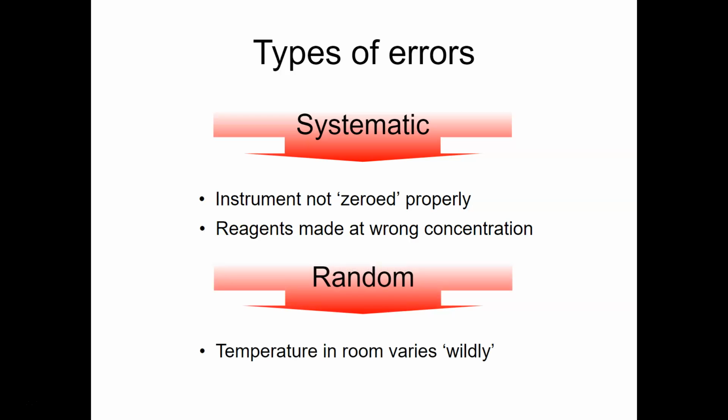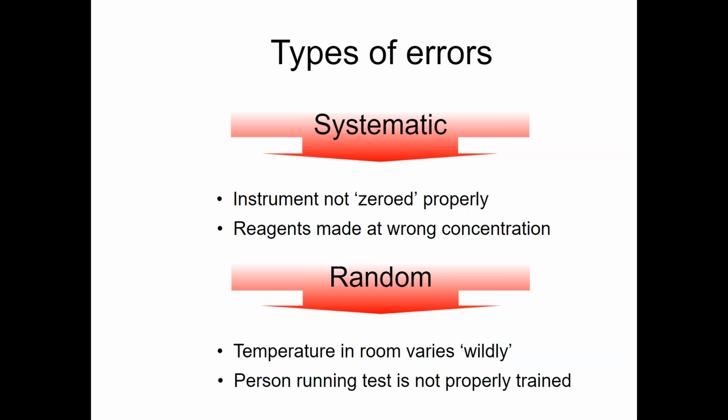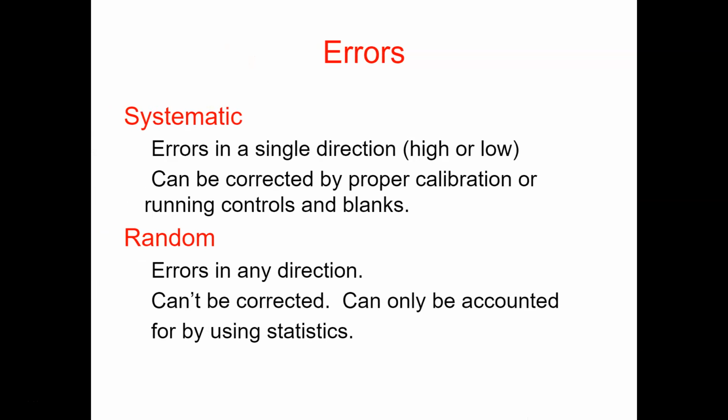Random errors are things like the temperature in the room varies wildly. So from one area of the room, it's hot, and the other area of the room, it's cold. Those are random. But we also think about it in terms of what we do. So the person running the test is not properly trained. So that's why we do a lot of training. So systematic errors are errors in a single direction.